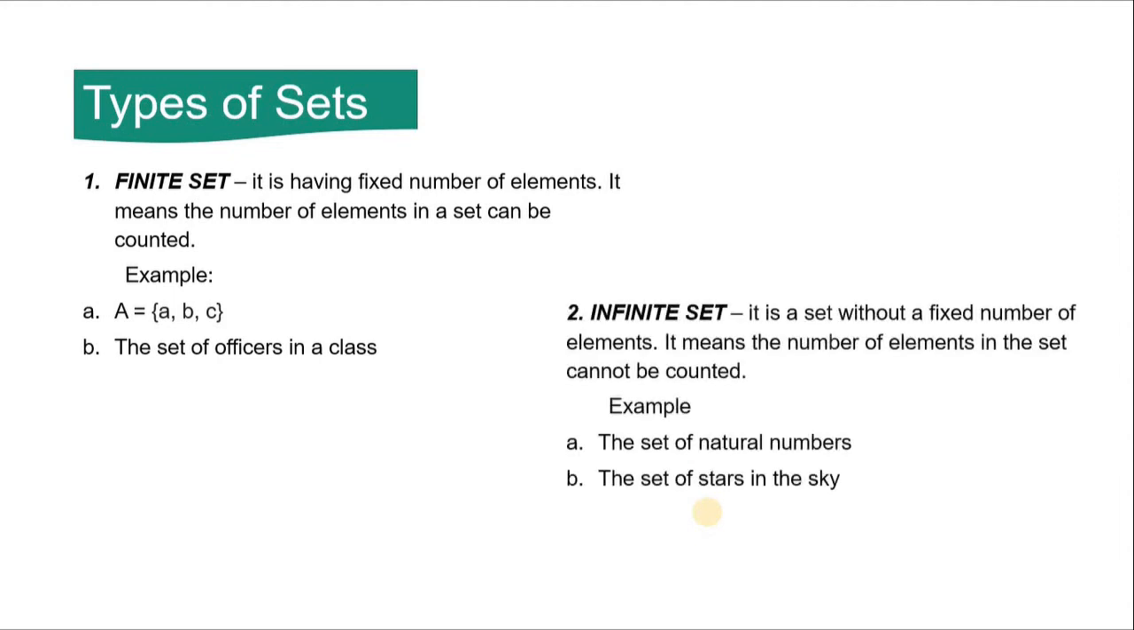Second one, we have the infinite set. It is a set without a fixed number of elements. It means that the number of elements in the set cannot be counted. Of course, this is the opposite of the finite set. So the set of natural numbers up to infinity. The set of stars in the sky, of course, we cannot count the stars. Okay.